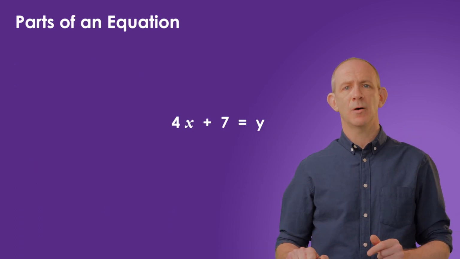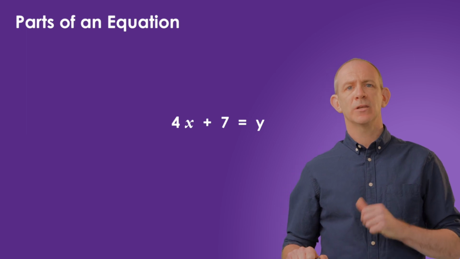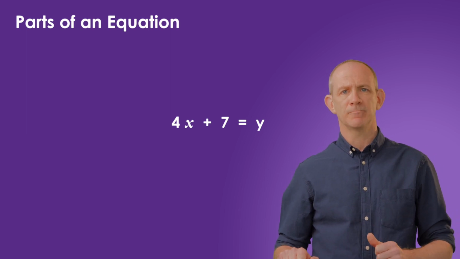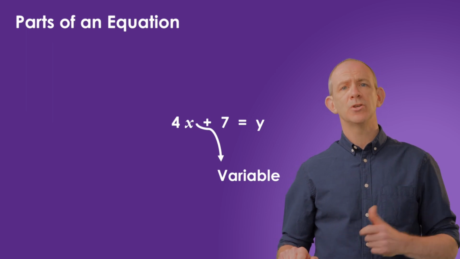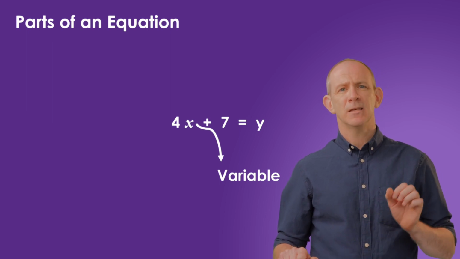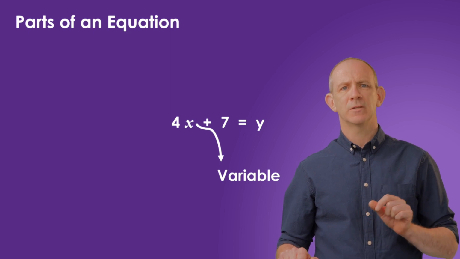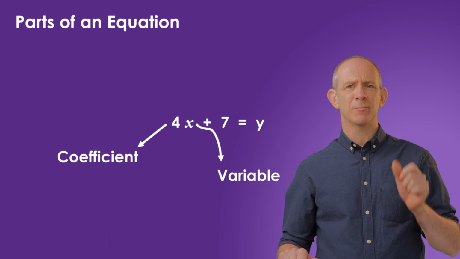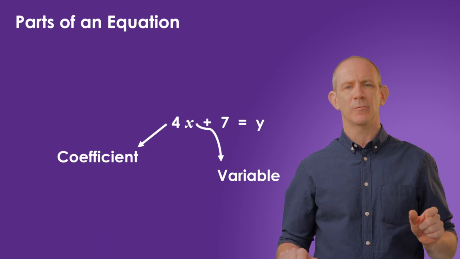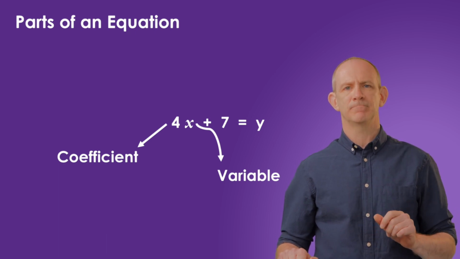Here we can see an example of an equation. Let's look at the different parts that make up the equation. First, we've got the variable, which is usually represented by a letter. Next to the letter is a number, and this is called the coefficient. It's worth remembering that what is happening between the coefficient and the variable is always multiplication.